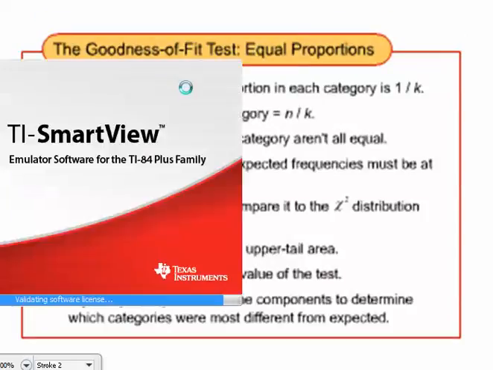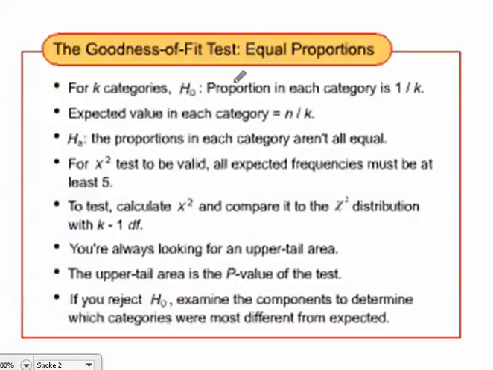So for K categories, our H0, or null hypothesis, is that the proportion in each category is going to be equal to 1 over K. It's going to be equal. That's what our null hypothesis is, that the expected proportions in all the categories are equal. Our alternative hypothesis is that the proportions in at least one category aren't equal. I didn't say all the categories aren't equal. I said at least one category is not equal, not all.